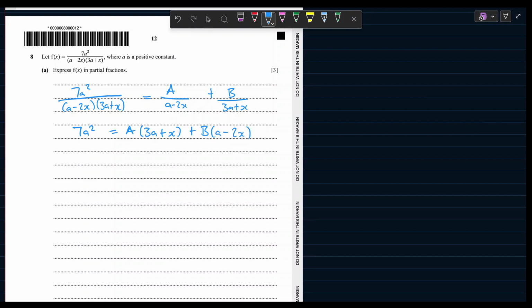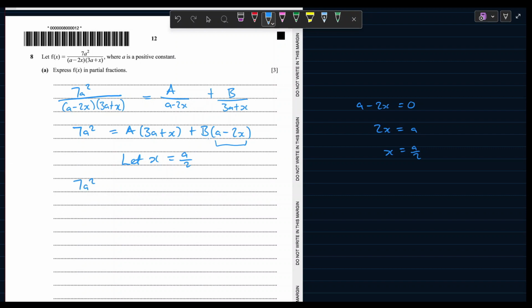All right, and then here we can say let x equal to, we want to evaluate A first, so we need to get rid of this bracket. So we need the x value that makes this bracket equal to 0. So a minus 2x is equal to 0, and we solve for x, so 2x equals a, x is equal to a over 2. So that means if we've got x as a over 2, this bracket will be equal to 0, so we can evaluate A.